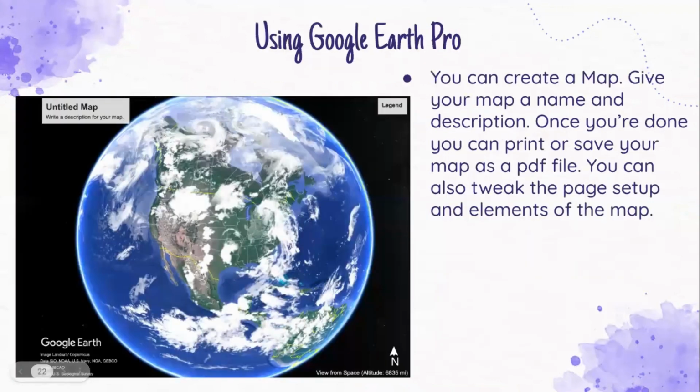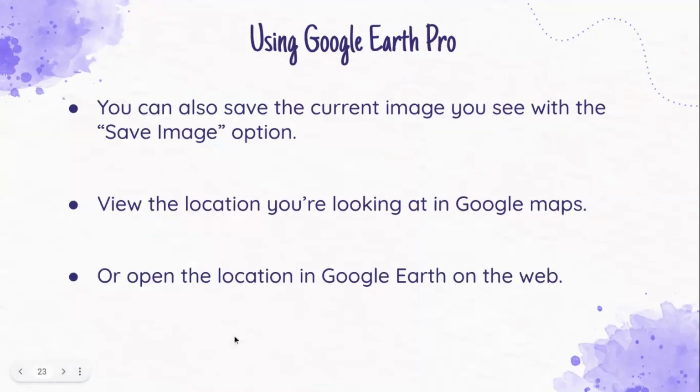You can create a map. Give your map a name and description. Once you're done, you can print or save your map as a PDF file. You can also tweak the page setup and elements of the map. For this one, I couldn't include it because just screenshotting the specific areas made the image blurry. So that's why we went over them earlier.